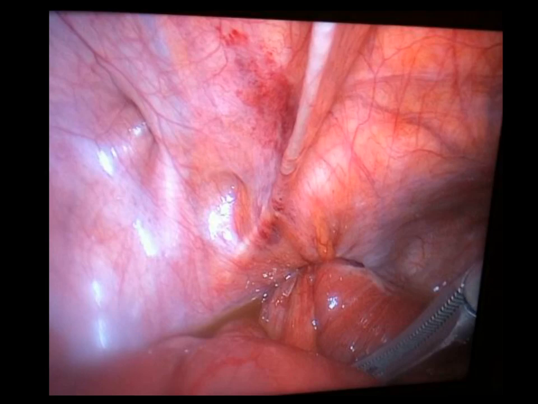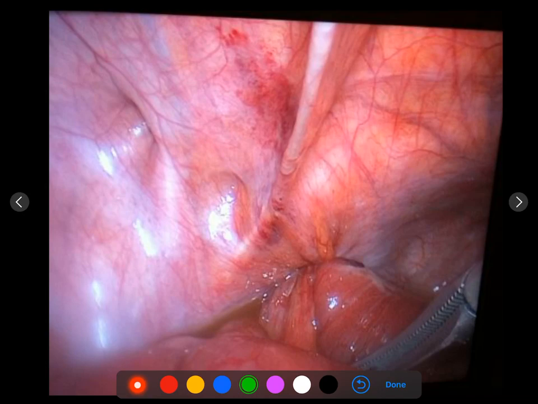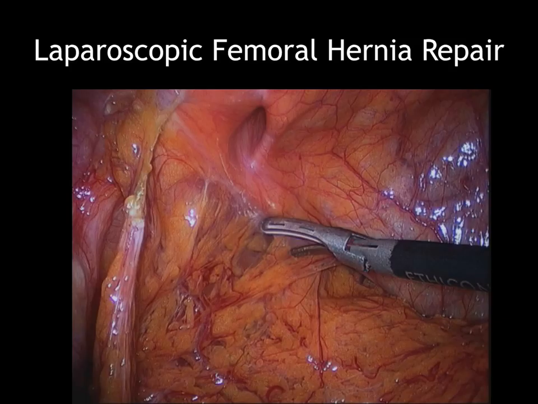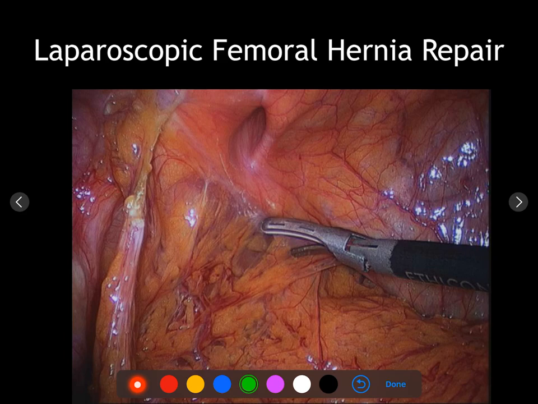This is a laparoscopic view of an obstructed femoral hernia. This is the same view after reduction of the bowel content, and you can see here the femoral ring. So this is laparoscopic reduction of a femoral hernia repair.